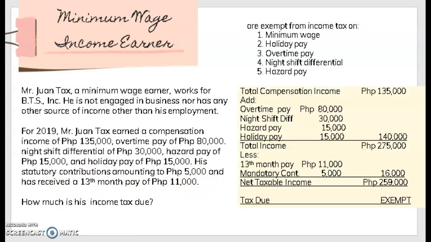So, wag na natin patagalin guys. Yung income tax due niya is 0. Charot. Kasi exempt siya. So, even if for the computation of his total income, you only need to add total compensation income and then the other income he earned over during the year, less 13th month pay and the mandatory contribution, with a net taxable income of 259,000. But since he is a minimum wage income earner, he is not liable for income tax.